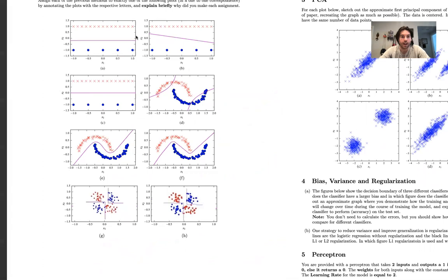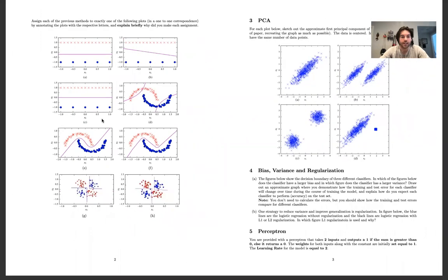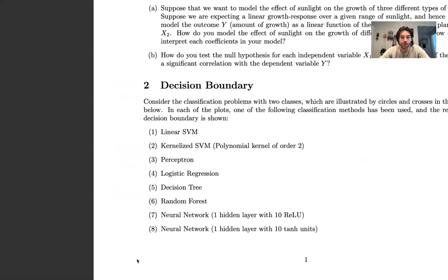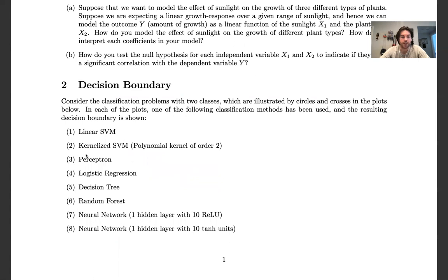So here we have 8 different decision boundaries that learning models have generated, and we have to try and match a set of these things here: a linear SVM, a kernelized SVM, perceptrons, logistic regression, decision tree, random forest, a neural net with a ReLU activation function, and a neural net with a tanh function.